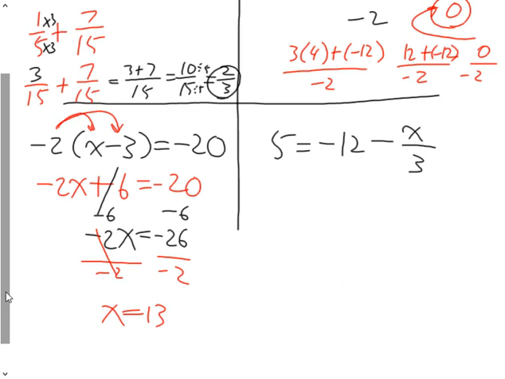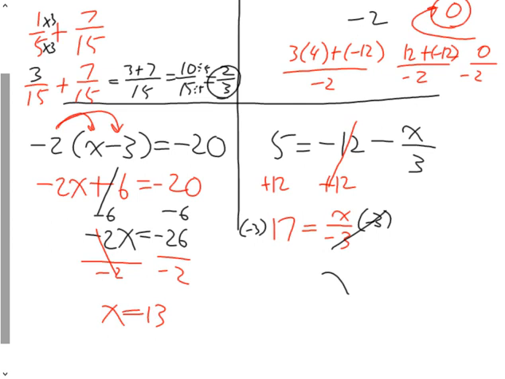Your last algebra question says 5 is equal to -12 minus 1/3 of x, so your constant is -12. So in order to get rid of it, I'm going to add the opposite, which is positive 12. Remember, when you're left with a -1/3 of x, it's best to put your negative sign in your denominator, because then when I do the next step of multiplying both sides by -3, I end up with x equals -51.